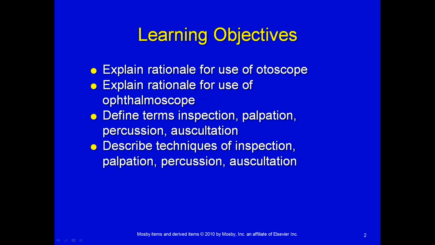Some other examination techniques include palpation, and palpating, we're looking for localized tenderness. And as we palpate, we certainly can see whether the patient is guarding their abdomen or involuntarily guarding their abdomen as well.